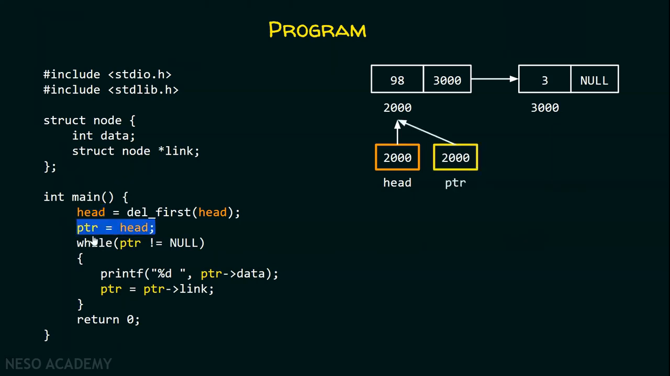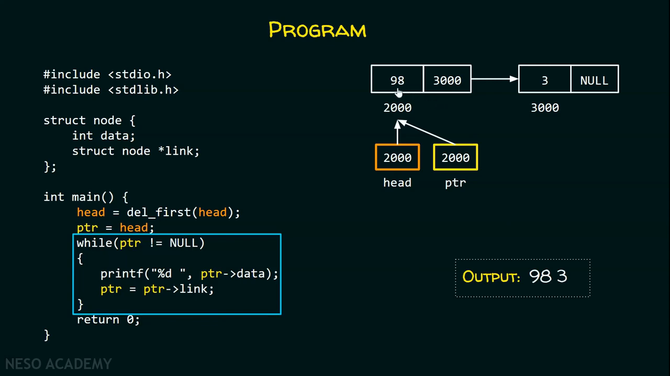This means I can assign head to PTR, which means PTR is also pointing to this node. And after that, I will use this while loop to print all the elements of this list. That is 98 and 3.